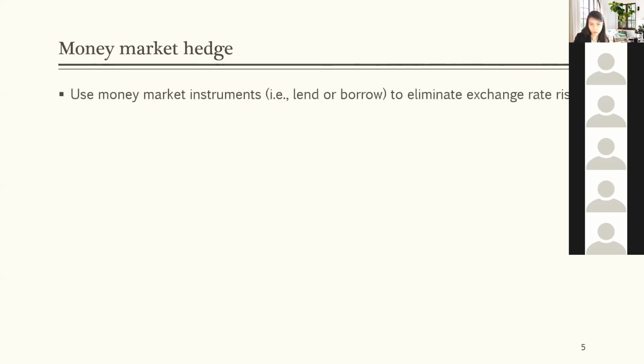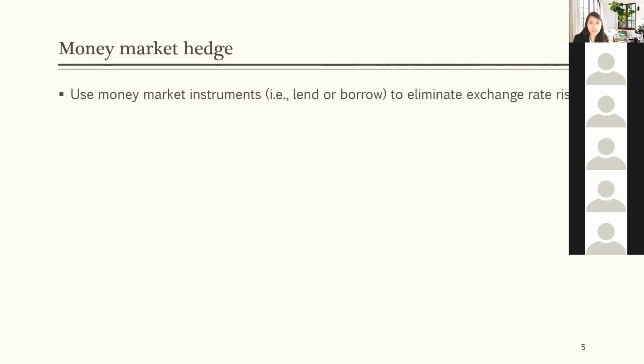So forward hedge, we have covered that before in the previous slide. And also if you want to revise this concept, you can go back to week 5 as well. The next hedging tool that we talk about is money market hedge. And luckily for our assignment, this is not something you have to worry about. This is not required in your assignment, but nevertheless, let's go through it.